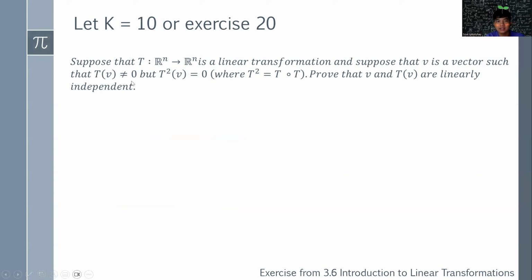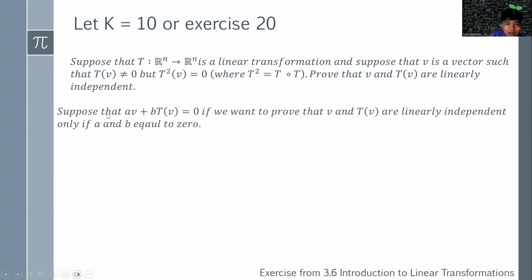So the last exercise is a bit complex, I think. Suppose that T from R^n to R^n is a linear transformation, and suppose that v is a vector such that T(v) does not equal 0 and T^2(v) equals 0, where T^2 is T times T. Prove that v and T(v) are linearly independent.